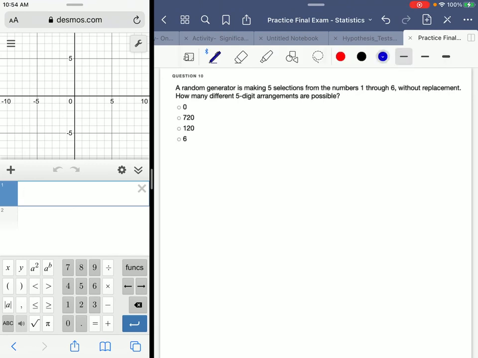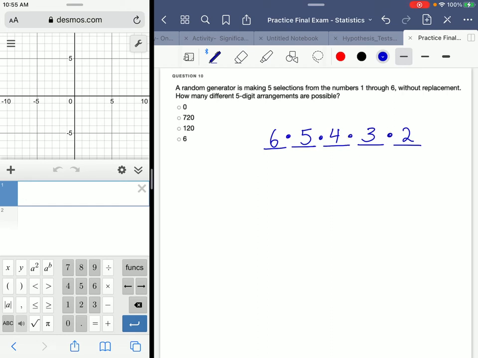So the last question is asking us to make a 5-number selection from the numbers 1 through 6 without replacement. So we can do this a couple of ways. One way would be to just draw out 5 blanks, indicating that we have 5 possible values that can be selected. Right, it's without replacement, so once I use up a value, I can't use it again. So any of the 6 numbers, 1, 2, 3, 4, 5, and 6, could occupy the first position. But then once we make a selection there's only 5 left over for the second position. Once we make a selection there's only 4 left over for the next, 3, and then 2. 6, 5, 4, 3, 2.